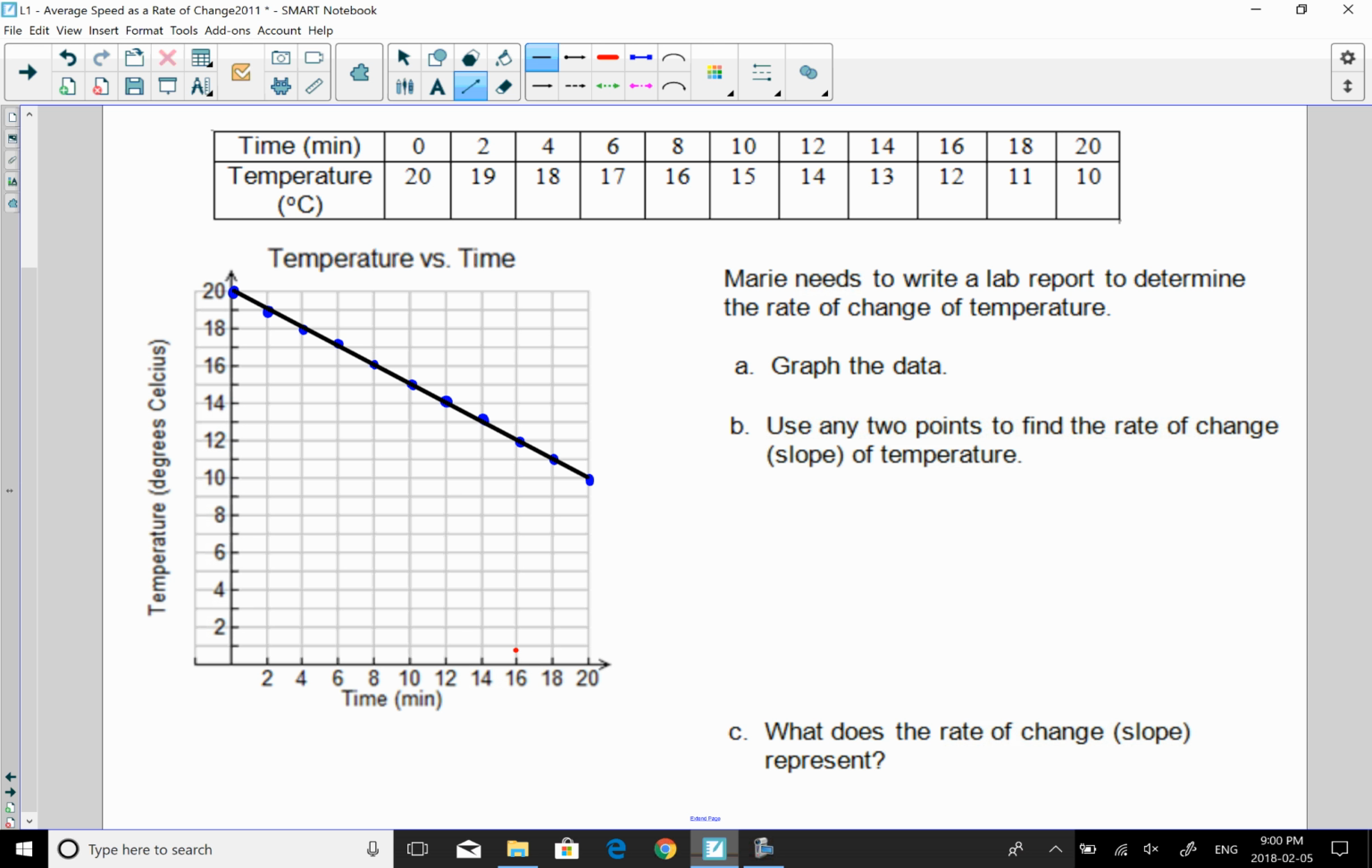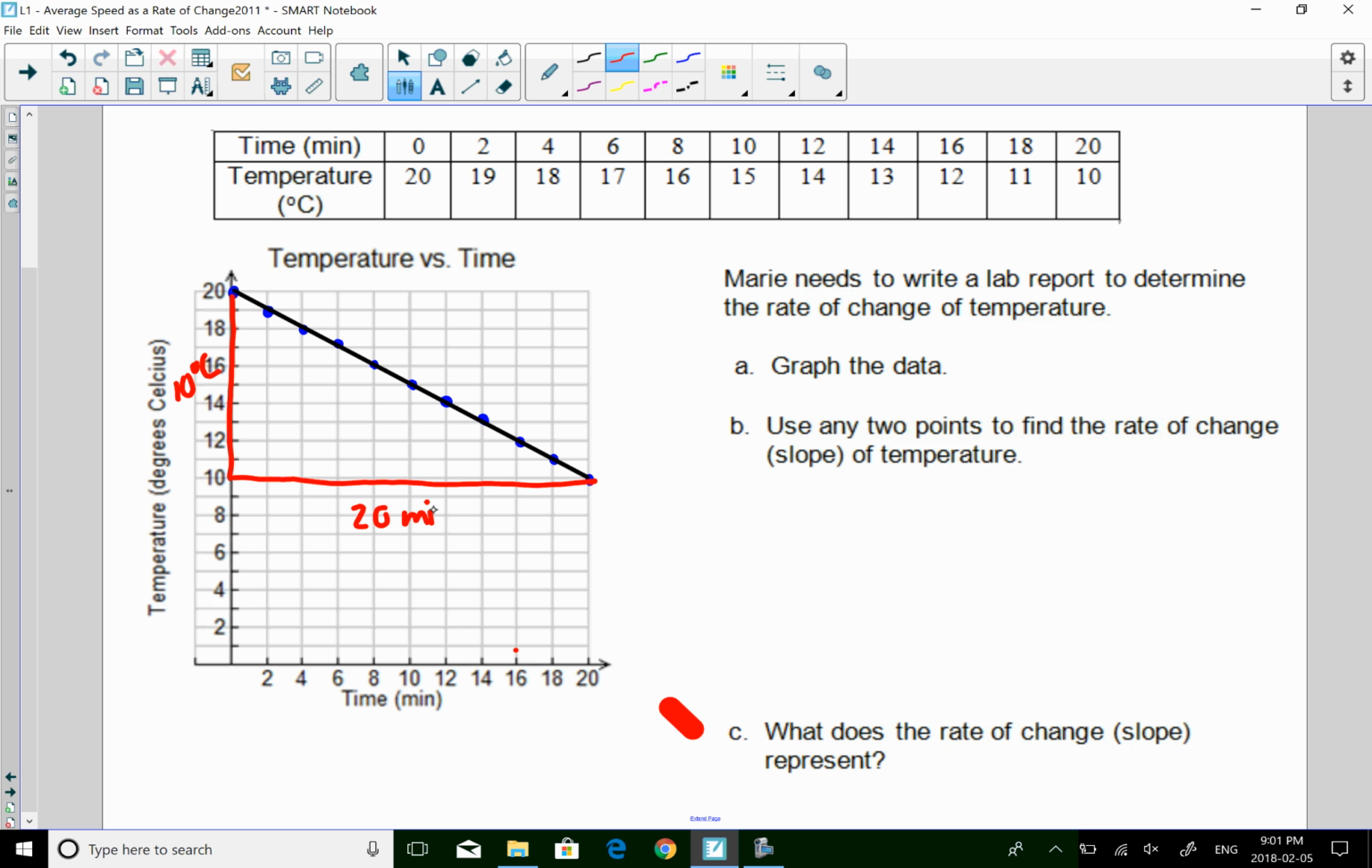Okay, so now we're going to find the rate of change. Again, now it's downwards because it's getting colder, so the temperature is actually decreasing. So I'm going to pick any 2 points. I can go from the start to the finish, one big triangle. So from 10 to 20, that's 10 degrees. And from 0 to 20, that's 20 minutes.